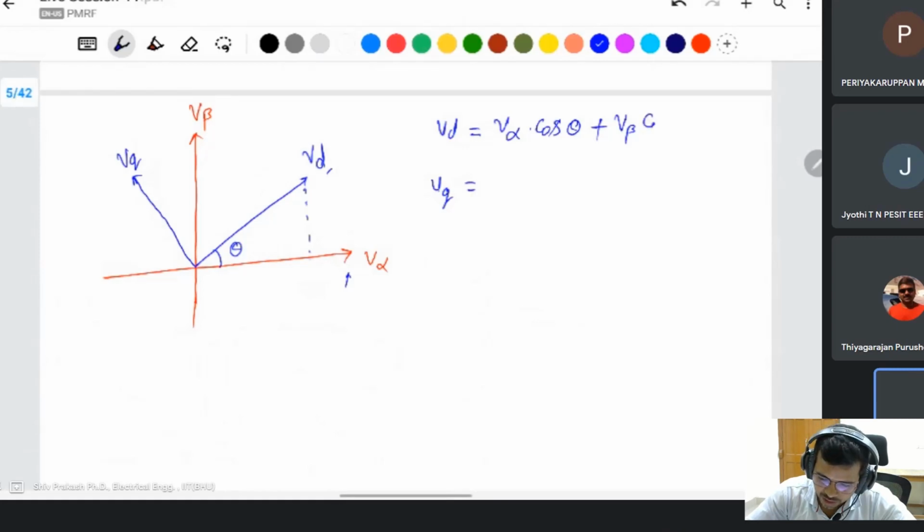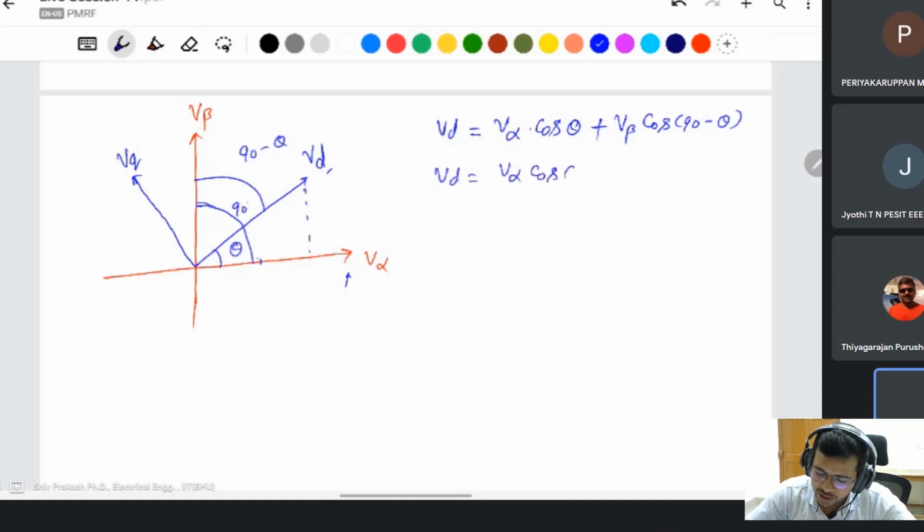Okay, cos of 90 minus theta. The total angle is 90 from here to here. This is the 90, and this one is 90 minus theta. This angle is 90 minus theta. Then what is this one? Vd is V alpha cos theta plus V beta sin theta. Vd is calculated.